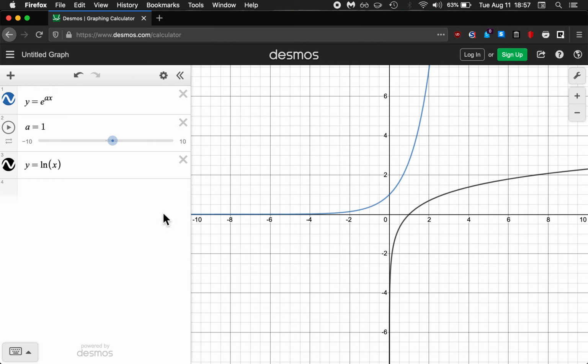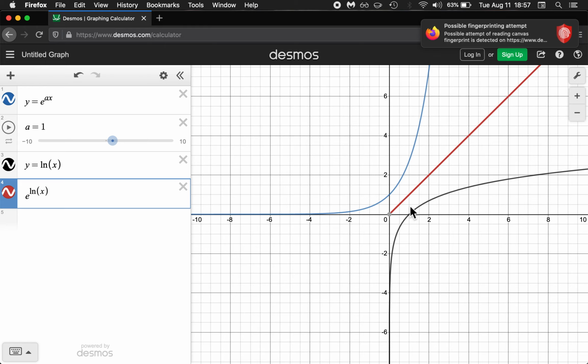So you might have seen things like e to the power of ln of x. Why, that's just our good old y equals x. But only for positive values of x. The natural logarithm is undefined for negative numbers.